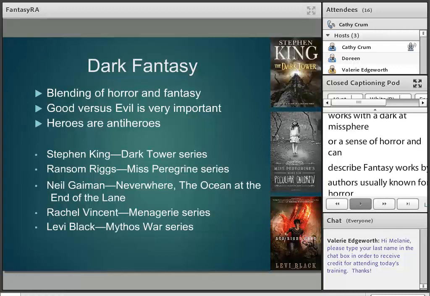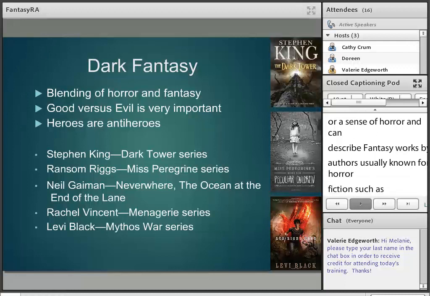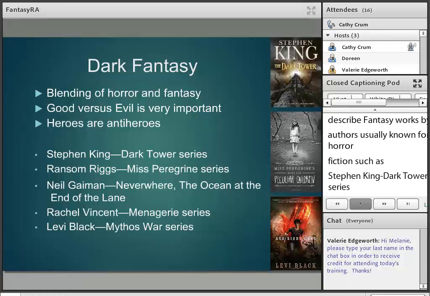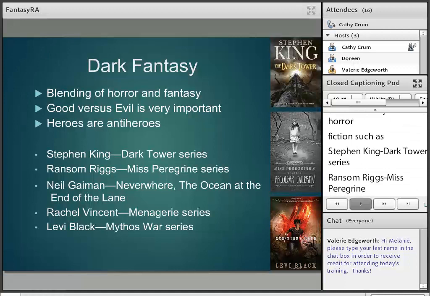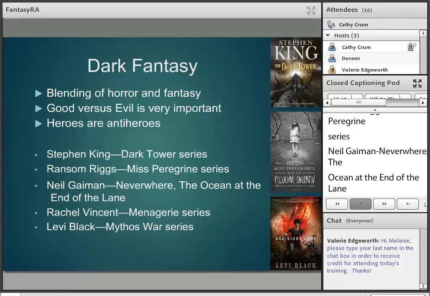and can describe fantasy works by authors usually known for horror fiction, such as Stephen King and his Dark Tower series. Ransom Riggs' Miss Peregrine series, and Neil Gaiman's Neverwhere and The Ocean at the End of the Lane might also be considered dark fantasy. In Rachel Vincent's Menagerie series, Delilah unwillingly becomes part of the attractions at a traveling carnival and struggles to find freedom for herself and the other attractions.